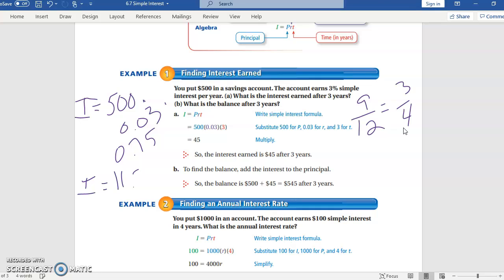interest of $11.25. They want to know the balance. So if I add that to the $500 I put in originally, my balance would be $511.25.